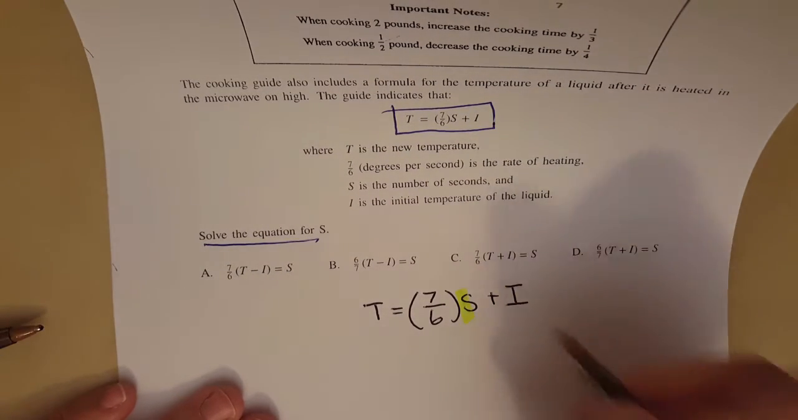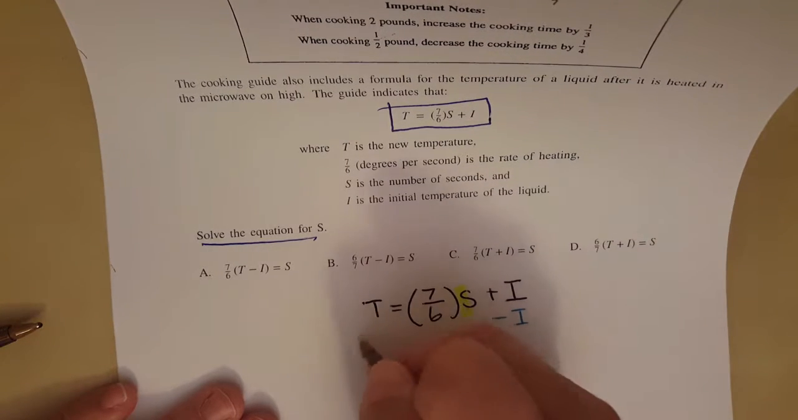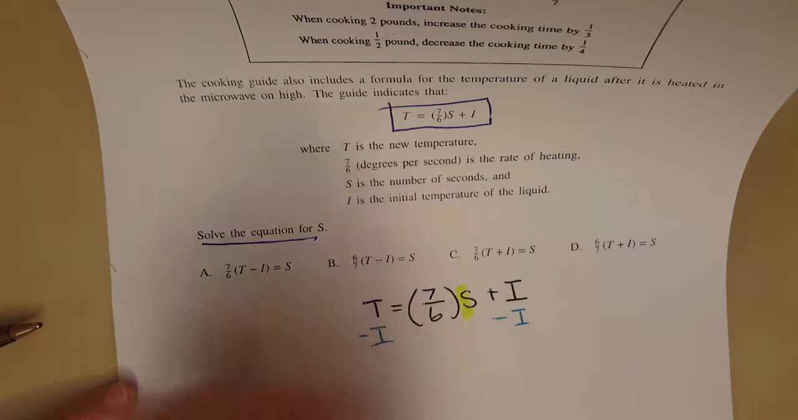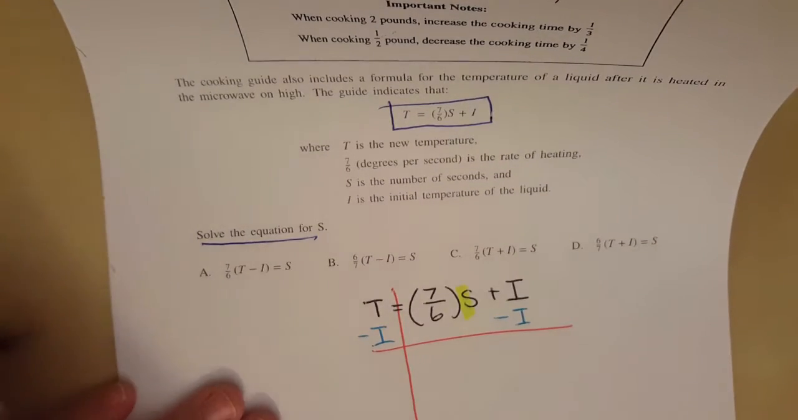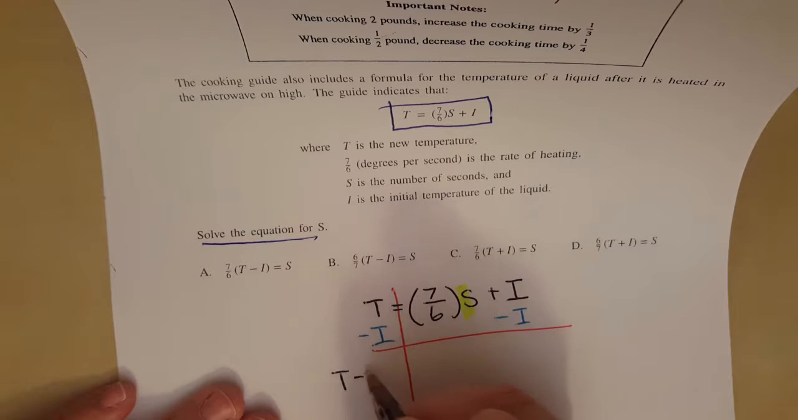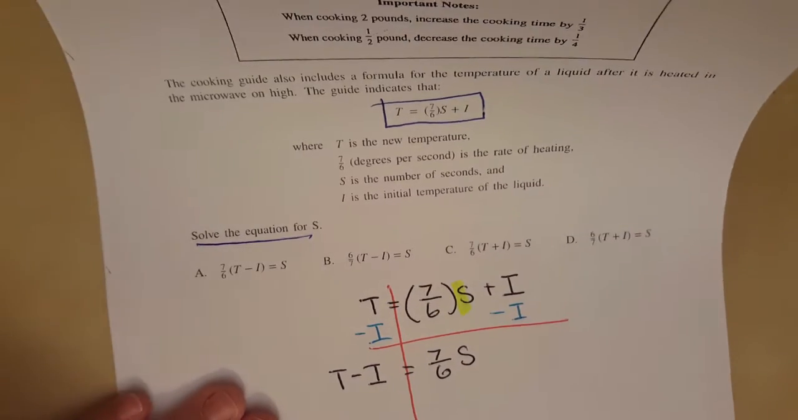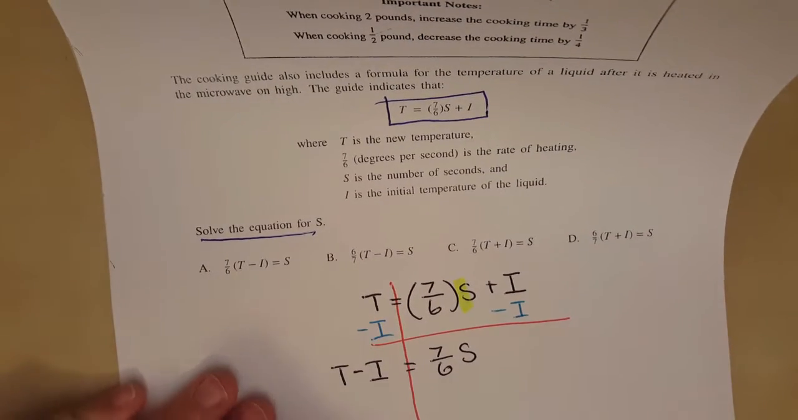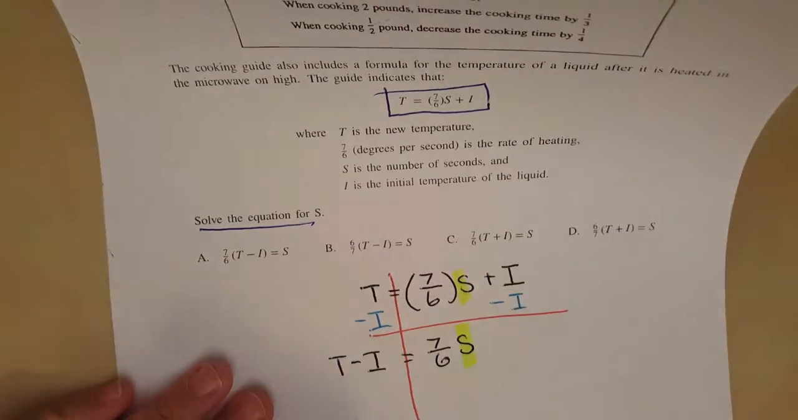Now our first step, we're going to get rid of that plus I. So I'm going to subtract I from each side. And on the left, I now have T minus I equals 7 over 6 S. Now that 7 over 6 doesn't really need to be in parentheses there. And so I'm still trying to get S alone.